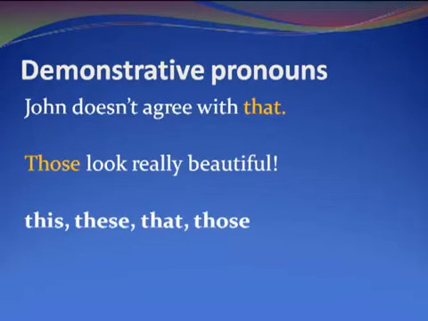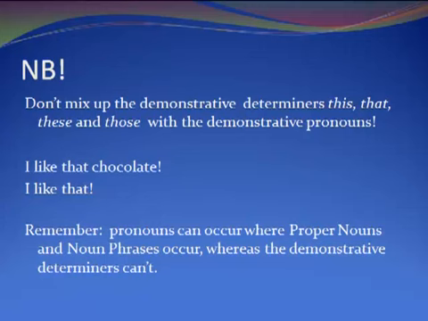We then also have demonstrative pronouns. Something like John doesn't agree with that. Those look really beautiful. And you've got this, these, that, and those, just the 4. And again, just as with the possessive pronouns, the demonstrative pronouns are very close to the demonstrative determiners. So you can say, I like that chocolate, I like the chocolate. So that is a demonstrative determiner. But if you just have I like that, then it's a demonstrative pronoun.